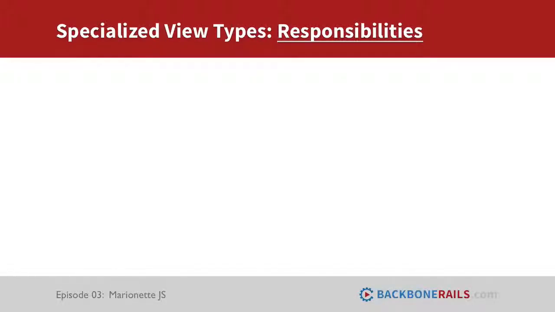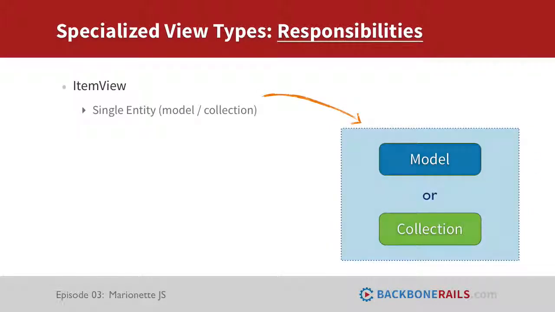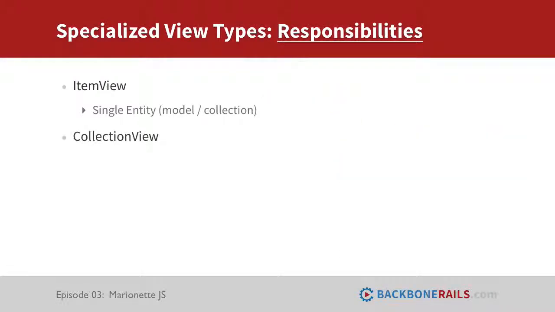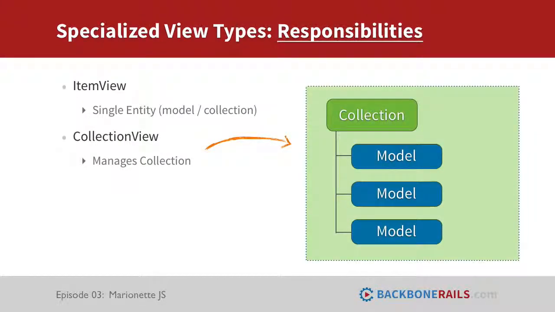There are 4 primary Marionette view types. An item view is a view which assumes responsibility to a single item, usually to one Backbone model, but it can also be used on collections as well. Item views have no special automated built-in behavior, which makes them the most primitive view type. A collection view has the responsibility of managing an entire collection. It's wired up to automatically iterate through each of the models within its collection, while creating and managing new views for each of those models.